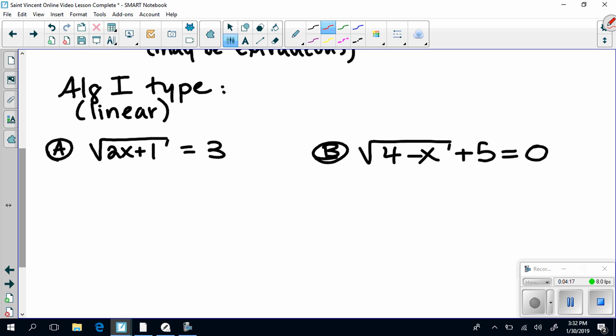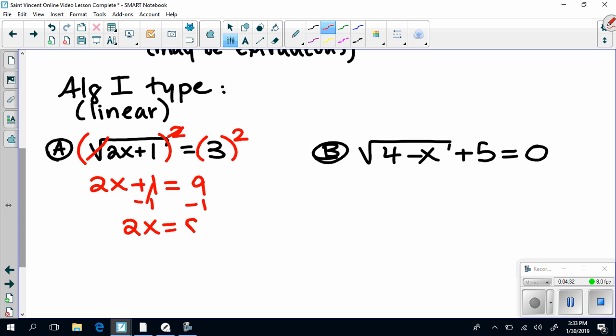So since I don't have to isolate on A, the second step is to just square both sides. And when you square a square root, it goes away. You just get 2x plus 1. 3 squared is 3 times 3, or 9. And then you just work backwards like an Algebra 1 equation.